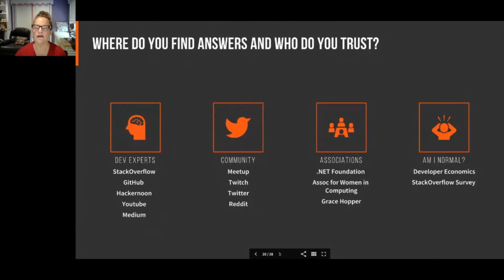So on this slide, I've outlined the places I go, and this isn't a comprehensive list, but I've been doing this for a while. These are the ones that I feel like I've vetted pretty well, and that I think are mostly nice and non-hostile communities. So let's talk first about the far left, which are the dev experts: Stack Overflow, GitHub, HackerNoon, YouTube, and Medium. Those are the places I go to most to get my questions answered.